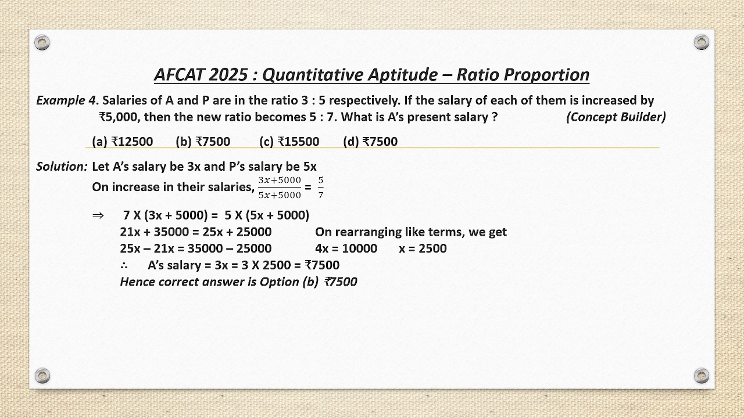Now simply rearrange the like terms. You will get x equal to 2,500. So A's present salary is 3 into 2,500, which is 7,500. So the correct answer is option B, 7,500 rupees. So remember this equation well. It is going to be helpful to you in all such income, expenditure, savings questions. Let us move on to the fifth question.